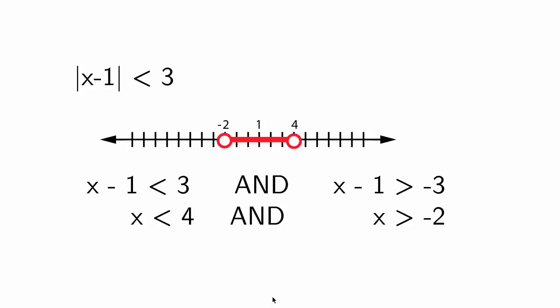Then I solve both. I add 1 to this side and get x is less than 4. I add 1 to both sides here and get x is greater than -2. So that's how I find these 2 points here. So in this problem, we're no longer concerned about the distance from 0. We're looking at the distance from 1.